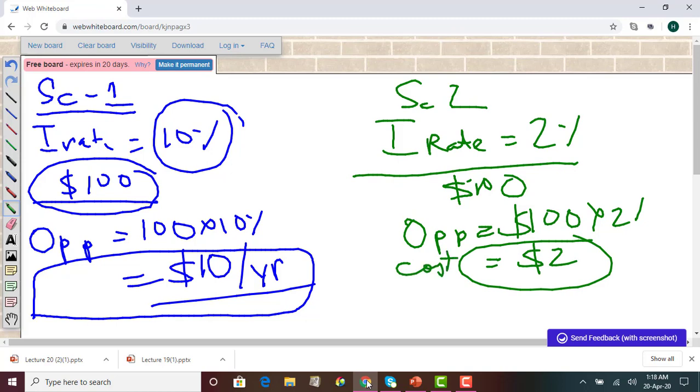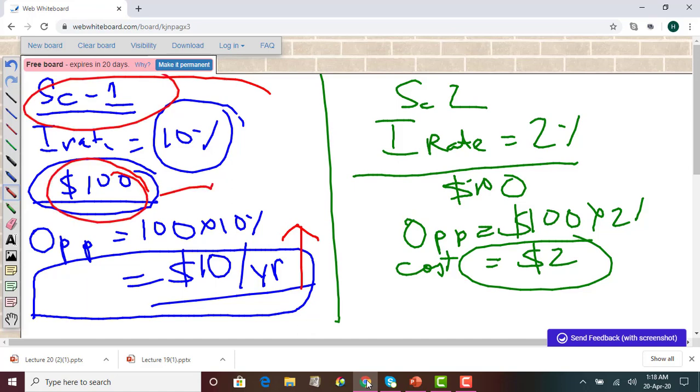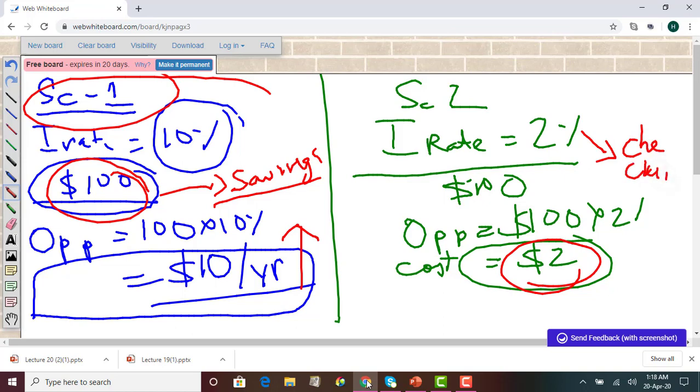So look at this. In scenario 1, your opportunity cost is higher. So in this scenario you will probably keep your $100 in savings, because your opportunity cost is higher, so you don't want to lose that income, so you want to make sure you earn that income. But in this case, the opportunity cost is low, so probably you will keep it in a checking account. Okay, so if your opportunity cost is low, then you will put the money in a checking account. If your opportunity cost is high, then you will keep the money in the savings account, because you don't want to lose this income.